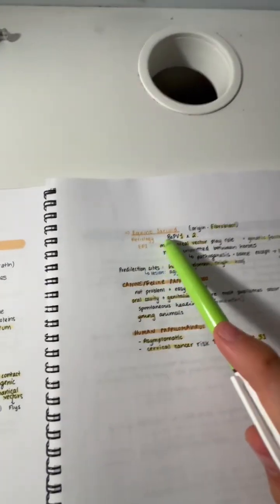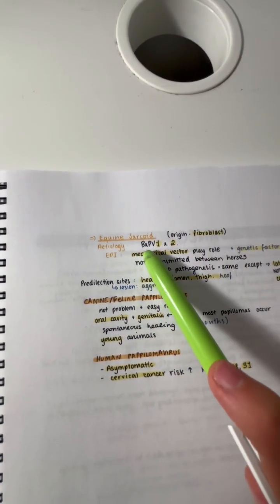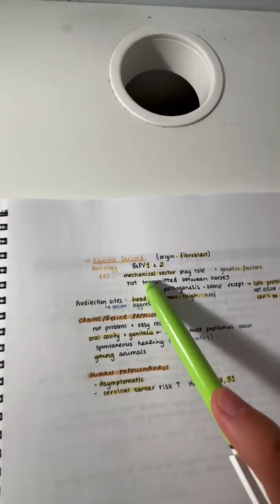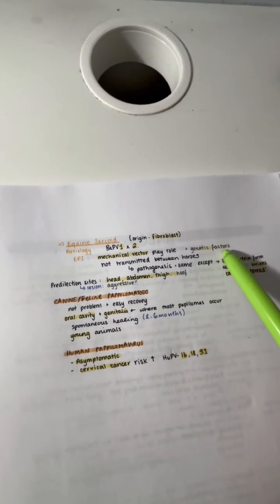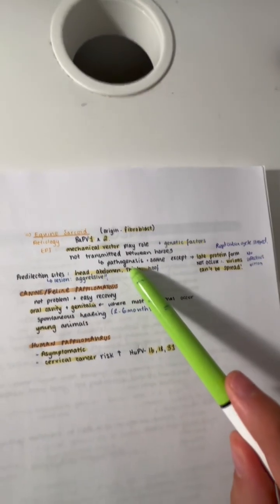For equine sarcoids, the origin is the fibroblast. The etiology is they're caused by bovine papillomavirus 1 and 2. For the epidemiology, mechanical vectors can play a role, and genetic factors. They are not transmitted between horses. The pathogenesis is the same.